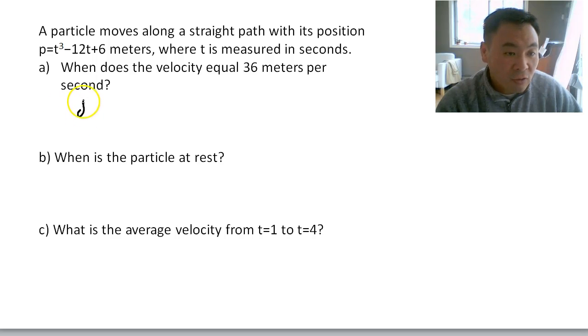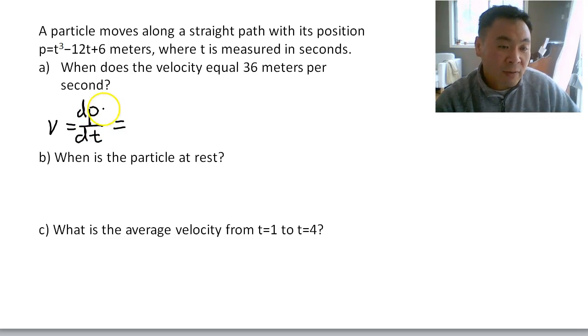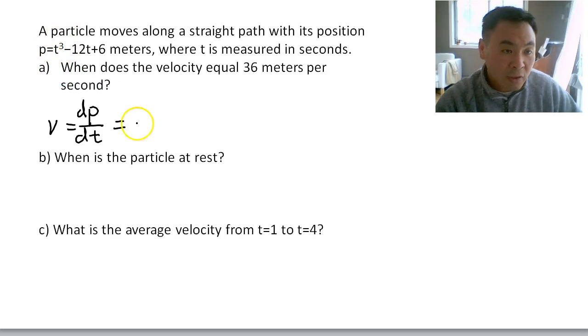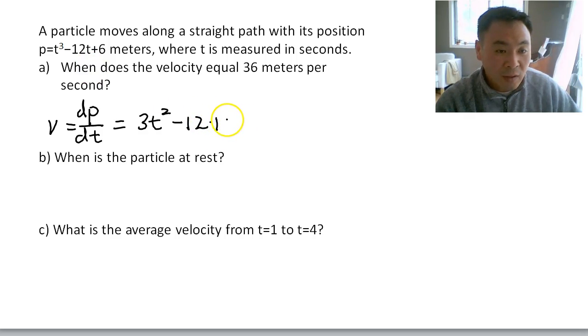Velocity is the change of position with respect to time. It's the rate of change of the position with respect to time. That's the velocity. It measures how fast the position changes with respect to time. Now, because this means you have to differentiate, you differentiate t cubed using the power rule. 3 comes down, subtract 1 off of 3, that's 2, minus 12, and if you differentiate t, it's 1, so it's just minus 12 times 1, and 6 differentiates to 0, so you get 3t squared minus 12.